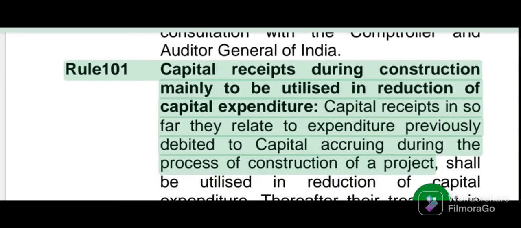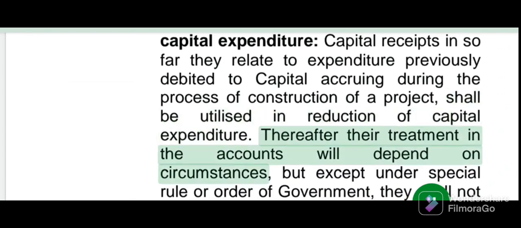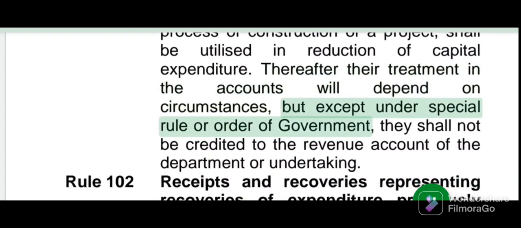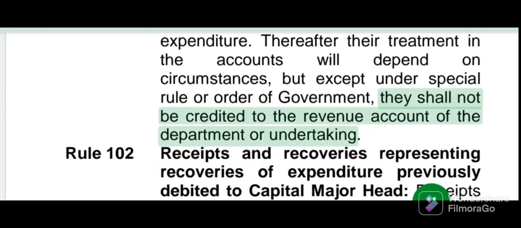Rule 101 Capital receipts during construction mainly to be utilized in reduction of capital expenditure. Capital receipts, insofar as they relate to expenditure previously debited to capital, accruing during the process of construction of a project, shall be utilized in reduction of capital expenditure. Thereafter their treatment in the accounts will depend on circumstances, but except under special rule or order of government, they shall not be credited to the revenue account of the department or undertaking.